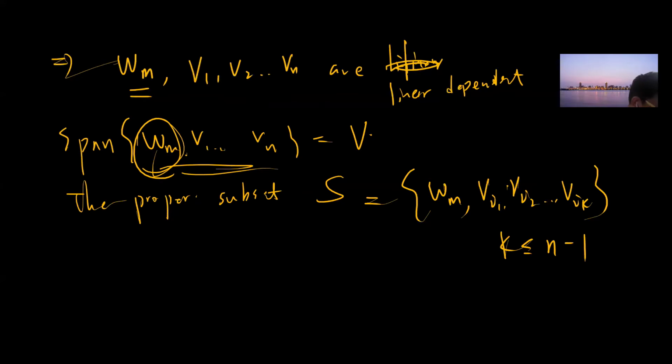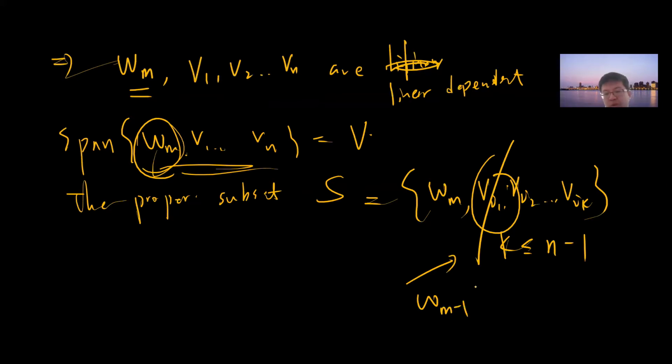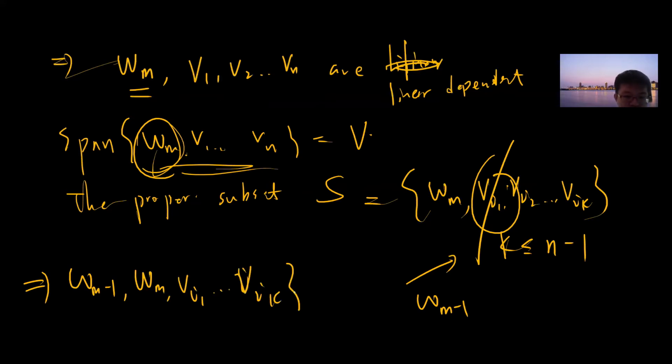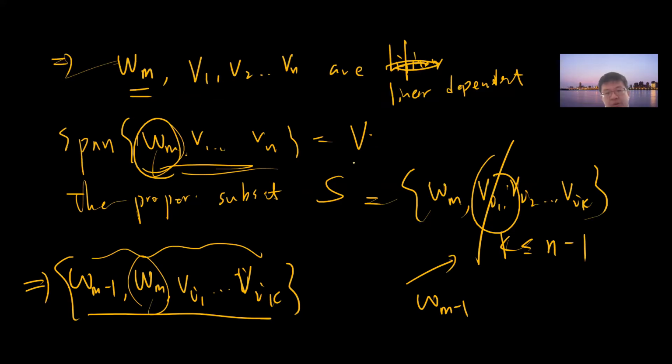Okay, so now let's trade off this VI1 and replace it by WM-1, and then we can do the same thing, right? Now I will get WM-1, WM, VI1, up to VIK. All these are also a basis. But remember that W is also a linear combination, so all of this will still span V.